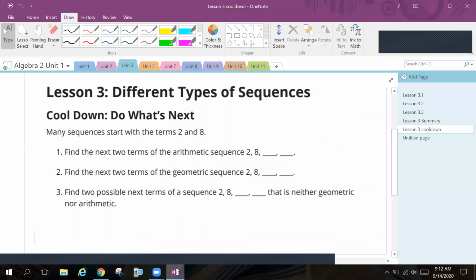All right, so I'm going to pull back the cool down. Once you get done with the cool down, move on and work on the practice problems. Here's the thing about the practice problems. You've got to do them. They will appear on quizzes. So if you don't know how to do them, you're going to fail the quizzes. So once you get done with the cool down, you need to move on to the practice problems.